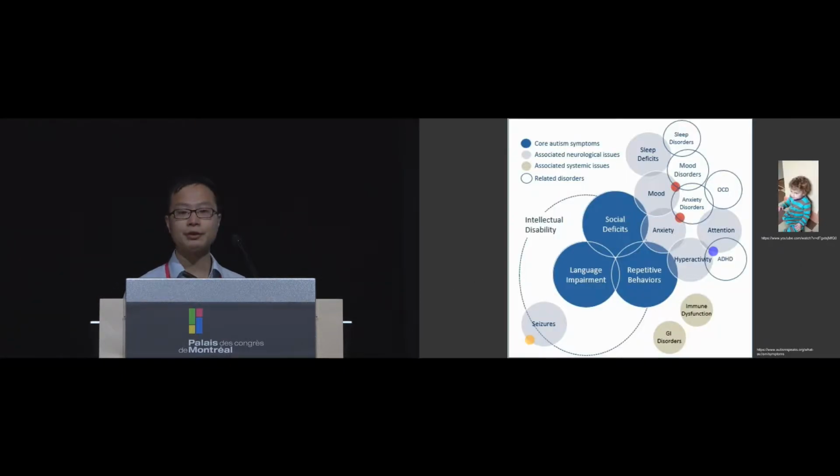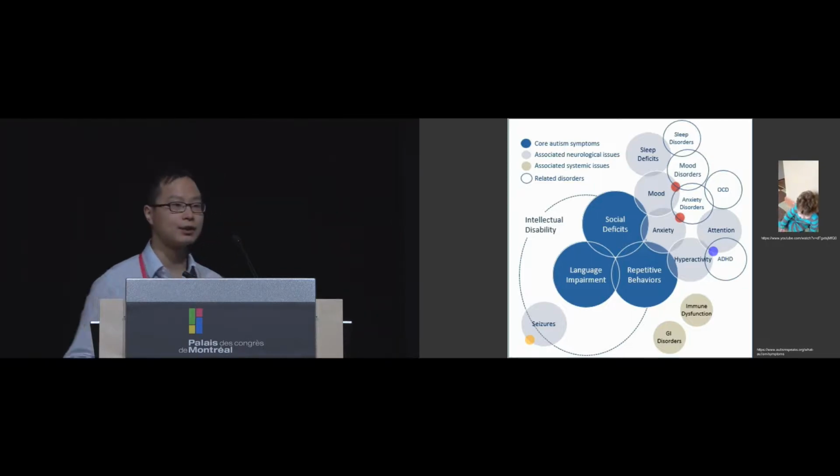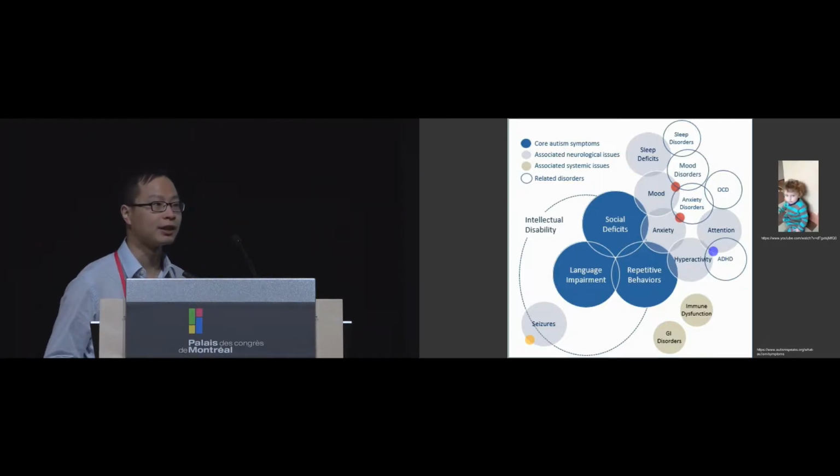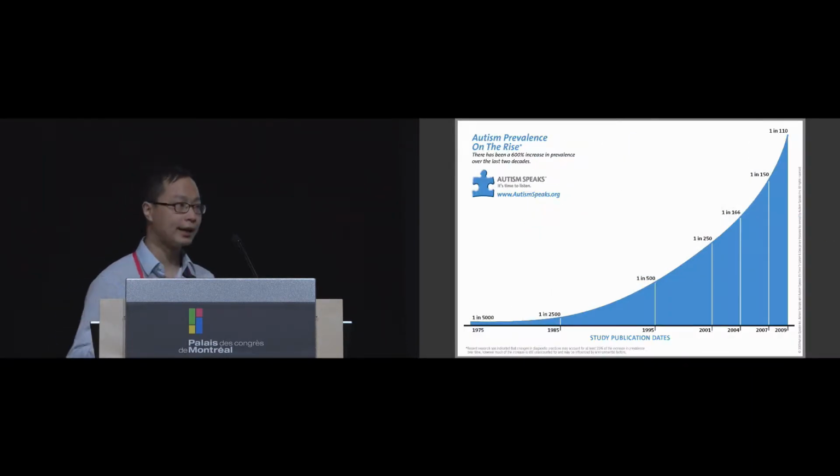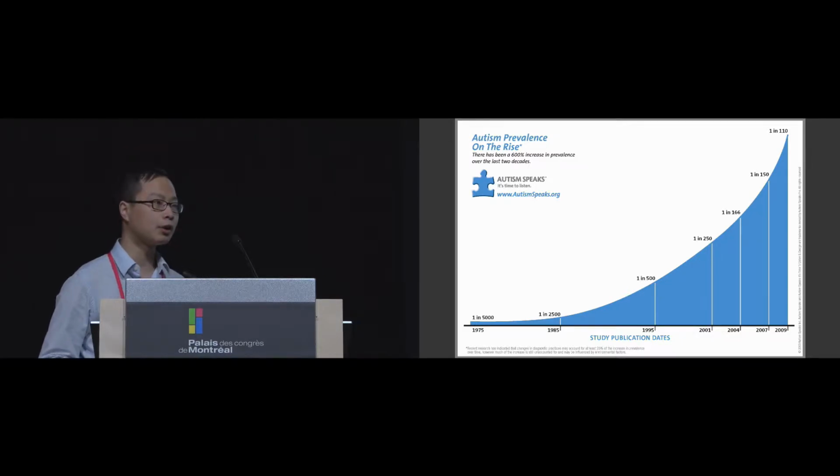As you may already know, children with autism usually have social deficits, language impairment, and repetitive behavior. On the right-hand side, you can see a video of a child rocking his body, which is a representation of the repetitive behavior. And in the last 2 decades, the population of ASD has increased dramatically.